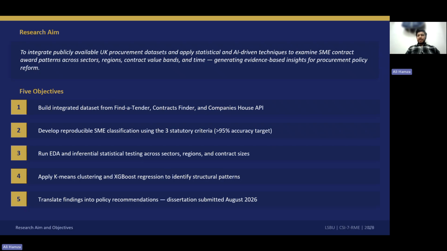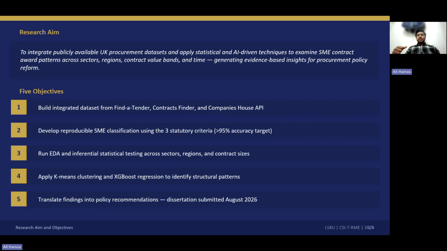We will run the exploratory data analysis, for which we can see charts and different plots using libraries like Seaborn or Sweetviz, to check the charts and get all the stats. Then we will apply k-means for clustering and XGBoost for regression to identify the structural patterns of how these procurement projects are being handled in a particular region, size, and time.